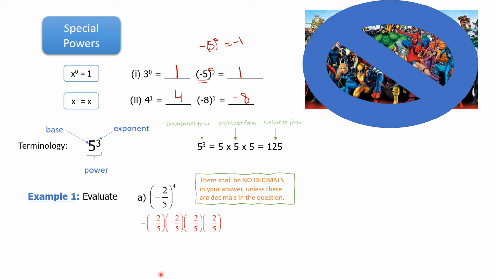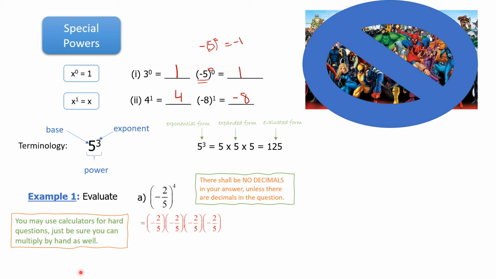Now, you cannot use decimals if there's no decimals in the question. There shall be no decimals in your answer unless there are decimals in the question. So as soon as we saw this, you pull out your calculator and you were putting it in your calculator to get a decimal answer. That one doesn't count. You would get no marks for that at all. If the question is in fractions, then you have to have your answer and show your work in fractions. You can use your calculator for hard questions, but be sure you can multiply by hand as well.